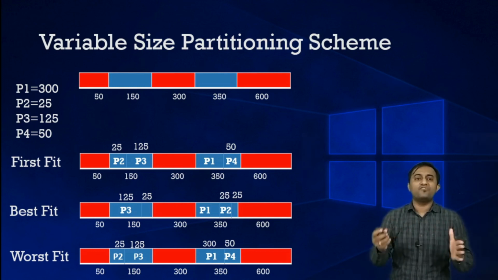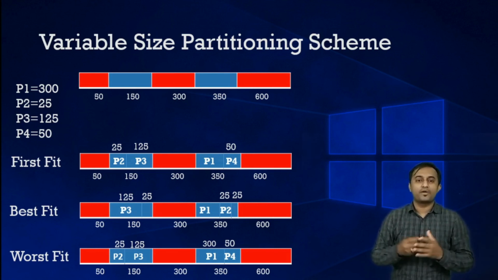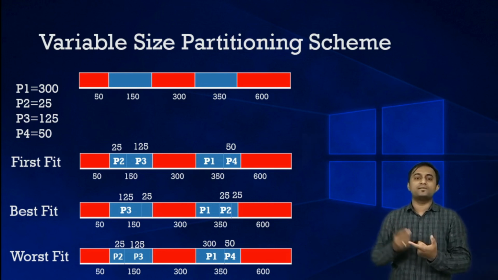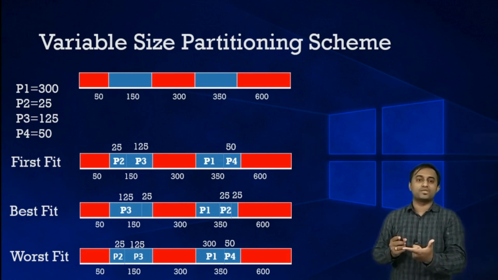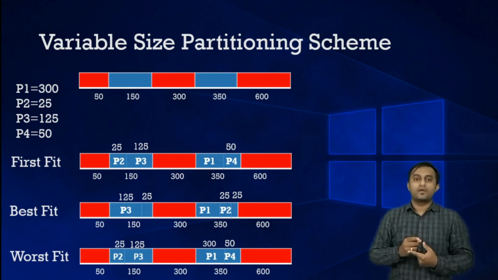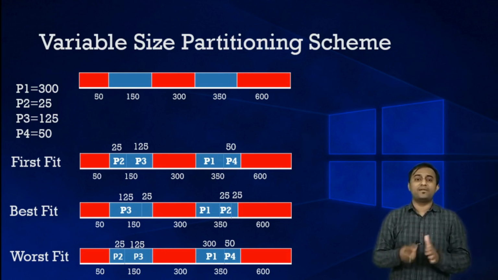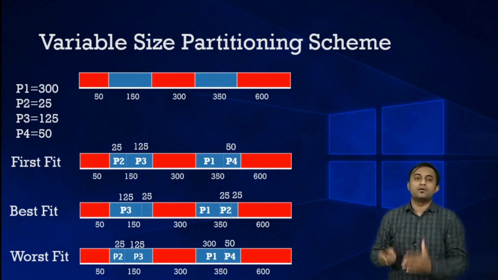Now P2 arrived. P2 requires 25 KB of size. So again we have two choices. One is the 50 KB block and one is the 150 KB block. Which one is largest enough to accommodate this request? The 150 KB block. So the 150 KB block will be provided for P2. And what is the remaining size? 150 minus 25 is nothing but 125. So 125 can be further used.